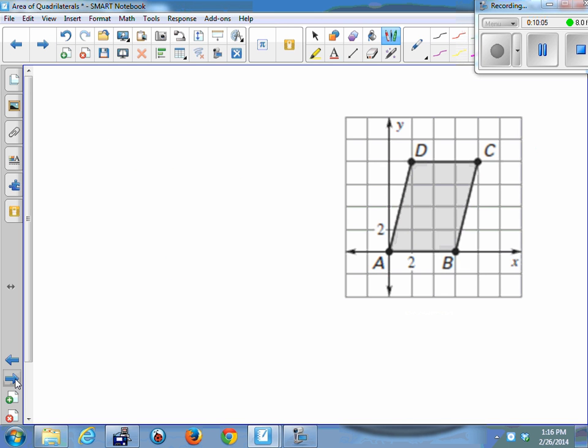Same thing on coordinate plane. You just figure out the length here, 3. Figure out the height is 1, 2, 3, 4 by 4. So my area is my base times my height. My area, 3 times 4, which is 12.